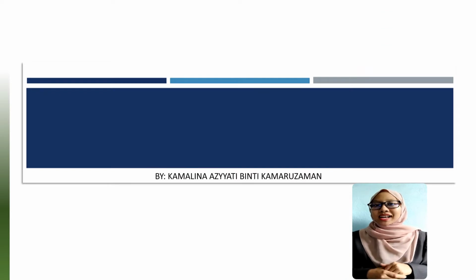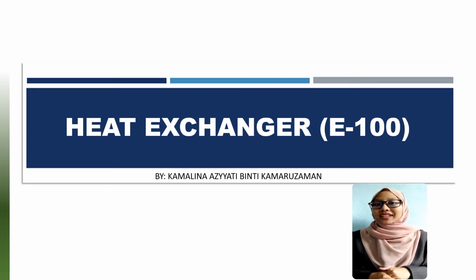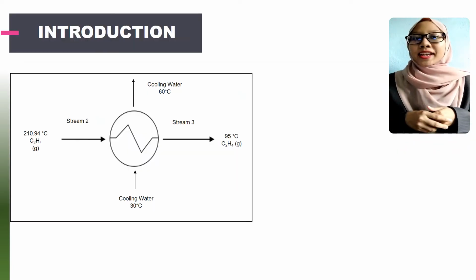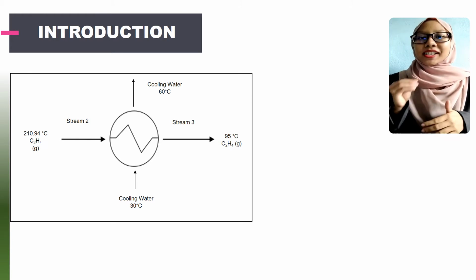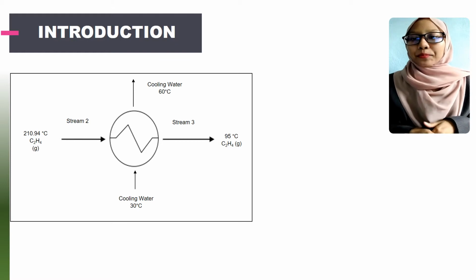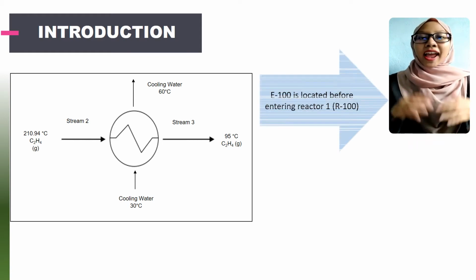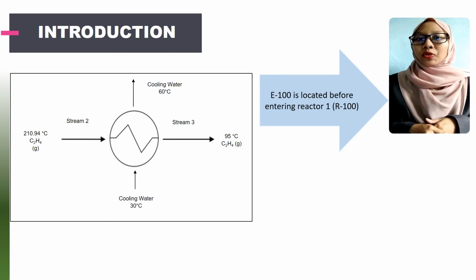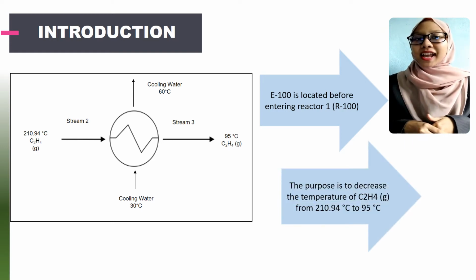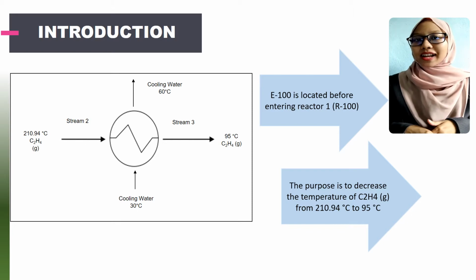Hi, my name is KAMALINA AZYYATI, and I will be presenting my design equipment for heat exchanger E100. A heat exchanger is equipment used in the process to allow heat transfer between two fluids without any contact or mix-up. In this plant, a shell and tube heat exchanger is selected. E100 is located at the stream before entering reactor 1, R100. The purpose of this heat exchanger is to decrease the temperature of ethylene from 210.64 degrees C to 95 degrees C.